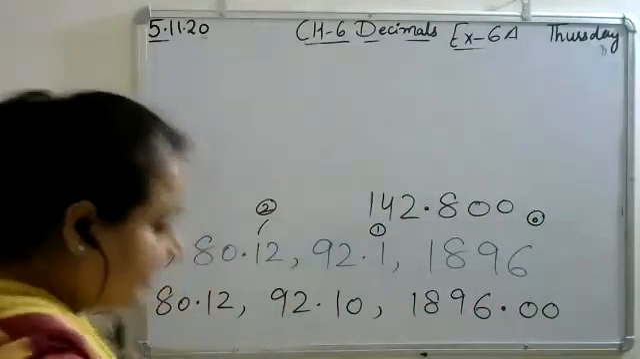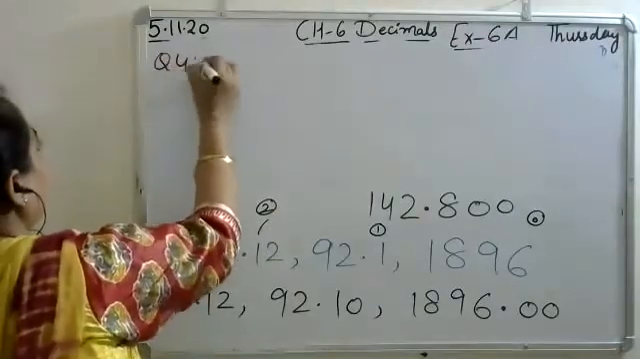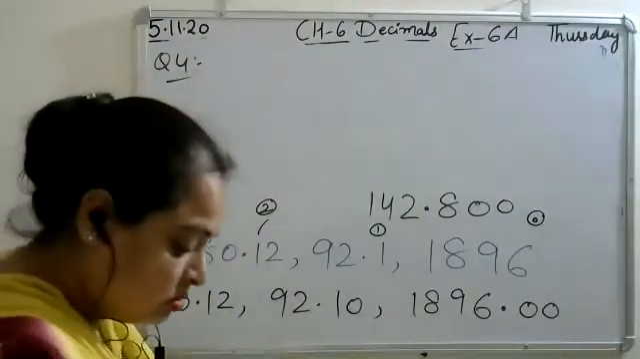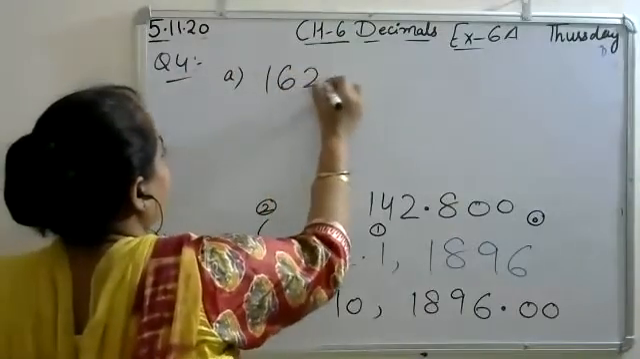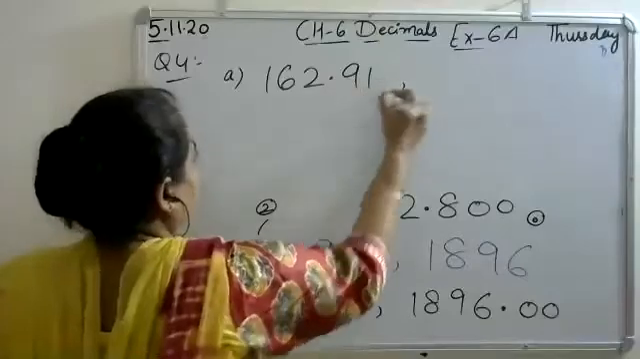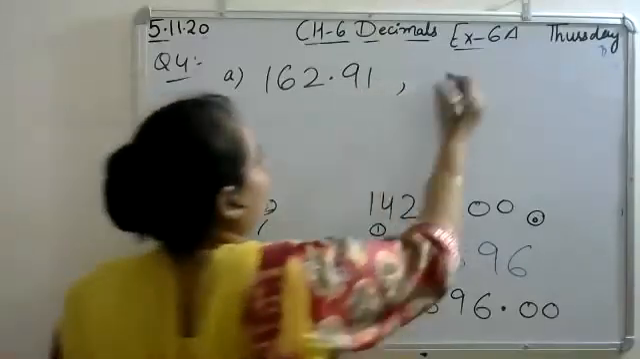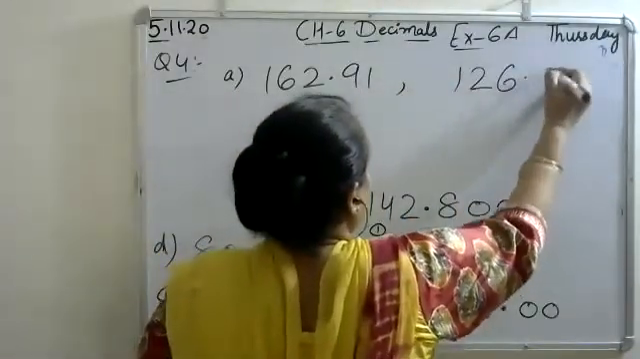Find the greatest fraction. Question number 4. A part: 162 decimal 91 and 126 decimal 91.